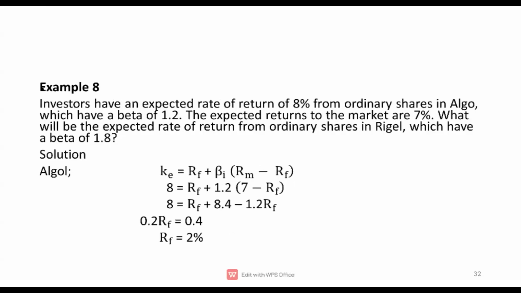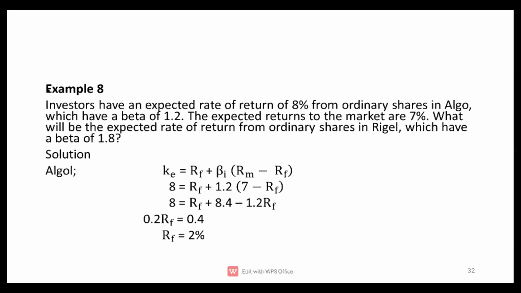Wait. Let me look for this. Okay, let's use this example. Example number 8. Investors have an expected rate of return of 80% on ordinary shares. Now listen, the rate of return on ordinary shares is the same as the cost of equity. Please pay attention. Those are other names that are used.